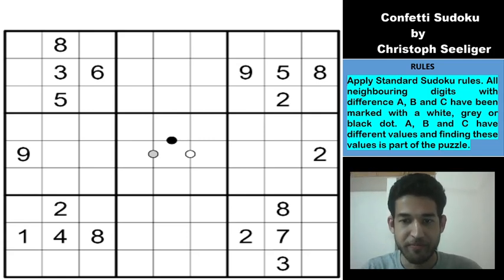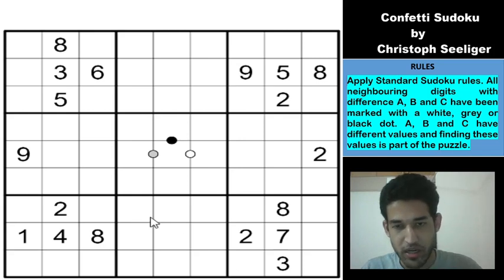The rules are classic rules apply. In addition to that, all neighboring digits with differences A, B and C have been marked with a white, grey or black dot. A, B and C have different values and finding these values is part of the puzzle.